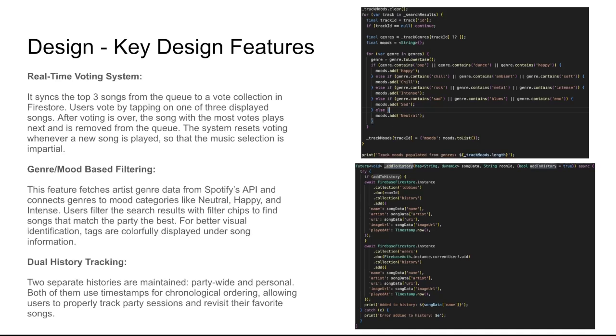The system also tracks whether each user has voted using a canVote Boolean flag, which resets when a new song begins playing, ensuring that everyone gets to vote on each round. And this helps ensure that the voting system is purely democratic.